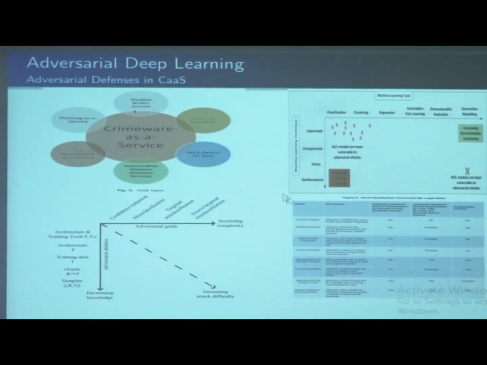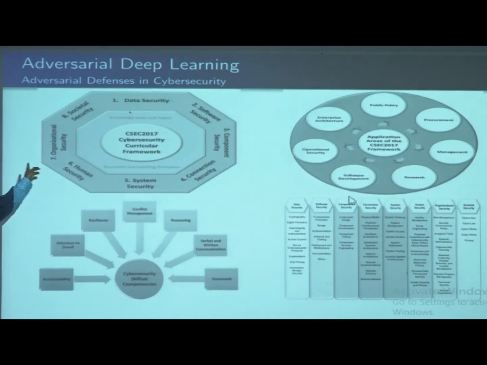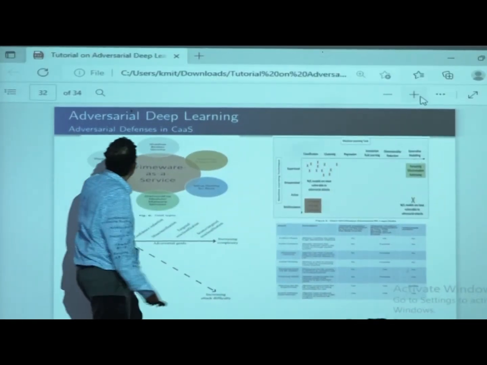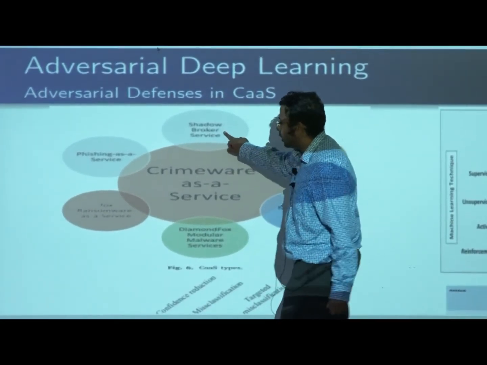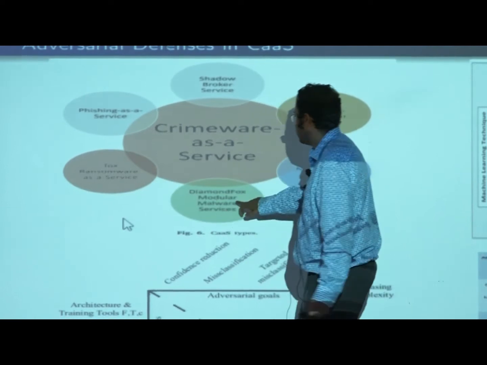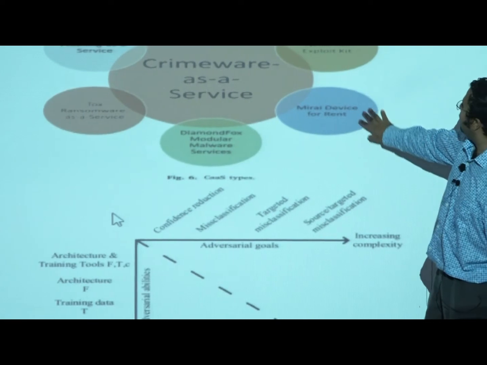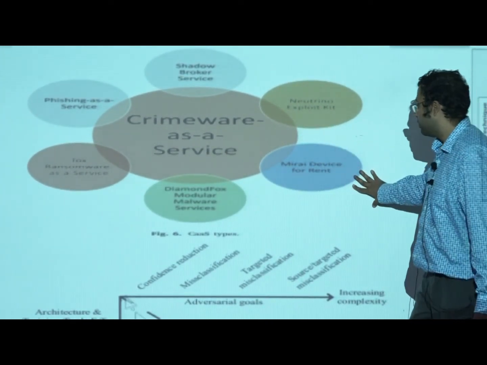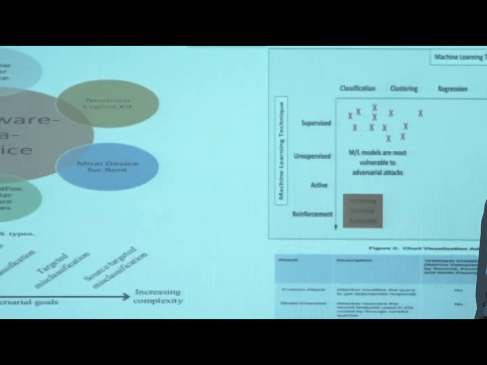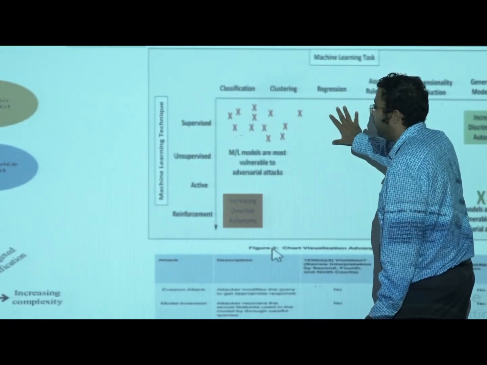Okay, so crime can be crime for hire, cloud as a service, crime as a service. Okay, just the previous slide. So you can have a shadow broker, you can do phishing as a service, ransomware as a service, malware as a service, and botnet as a service, all these things. You can hire people on the internet to do this. And now these people's objectives must be mapped into more graphs like this.